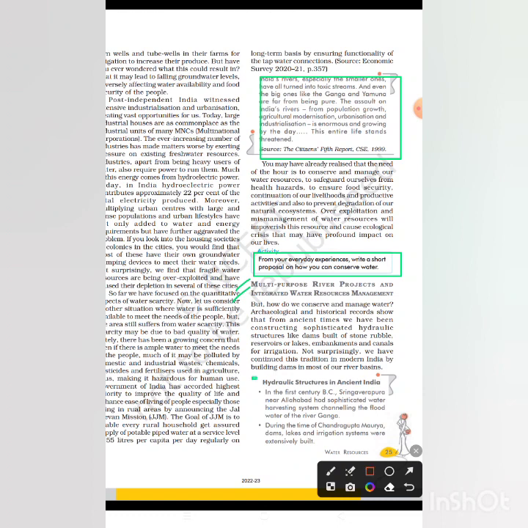Next is hydraulic structures in ancient India. In the 1st century BC, Sringaverapura near Allahabad had a sophisticated water harvesting system channeling the flood water of the river Ganga. During the time of Chandragupta Maurya, dams, lakes, and irrigation systems were extensively built.